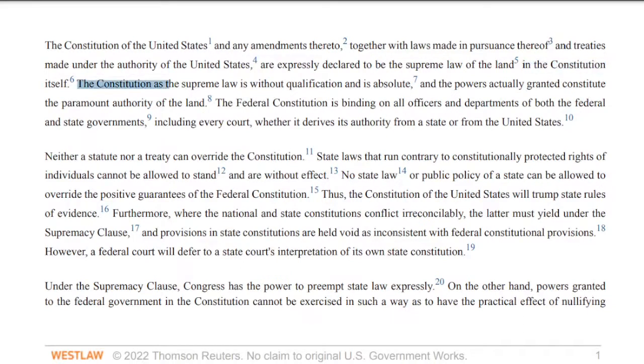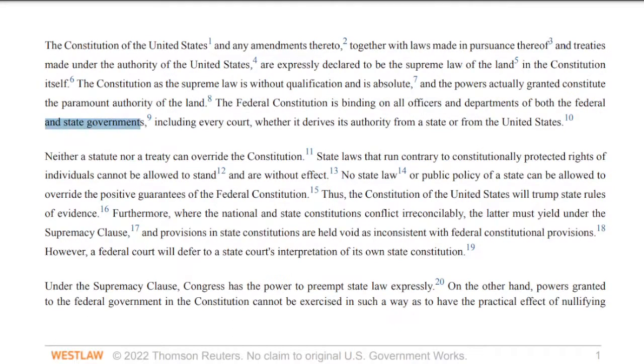The Constitution, as a supreme law, is without qualification and is absolute. And the powers actually granted constitute the paramount authority of the land. So the Constitution is the top paramount authority of the land. We see this iterated several times. I think they're trying to make this point clear. The federal Constitution is binding on all officers and departments of both the federal and state governments.